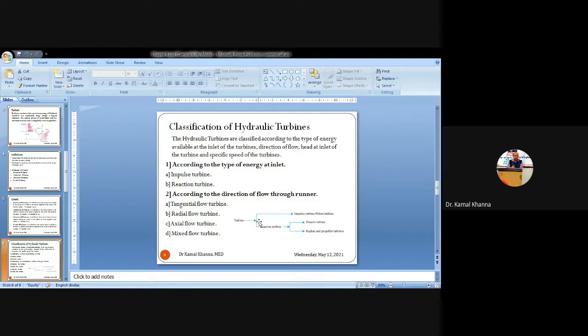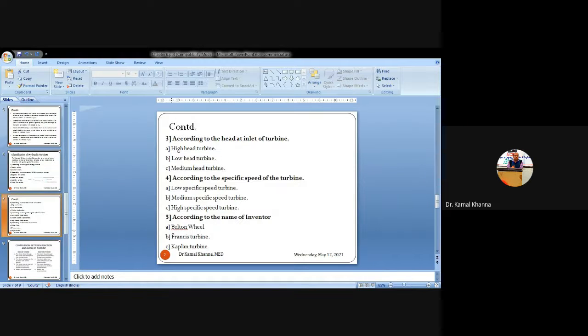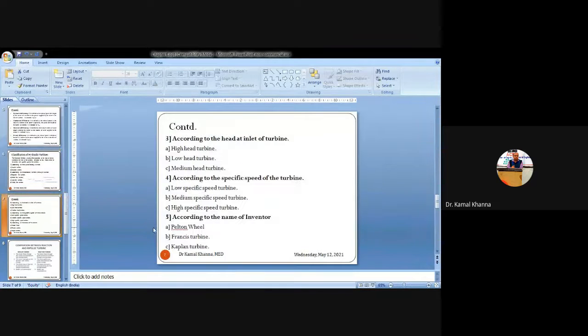So if you are classifying the turbine, you can see we have two forms, that is impulse turbine as well as reaction turbine. The scientist who invented the impulse turbine is Pelton, so the example of the impulse turbine is the Pelton turbine, whereas we can classify the reaction turbine in two ways, that is Francis turbine as well as Kaplan turbine. We study here Pelton, Francis, and Kaplan.